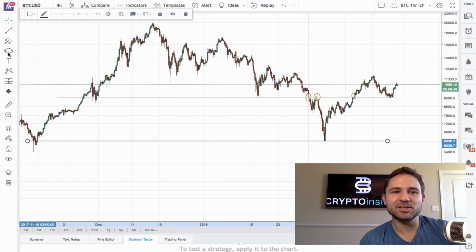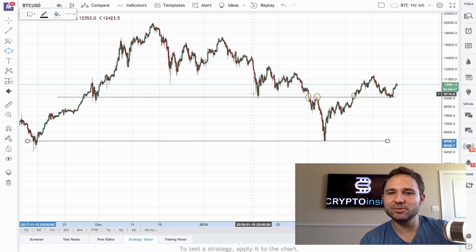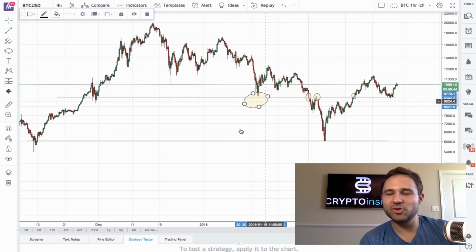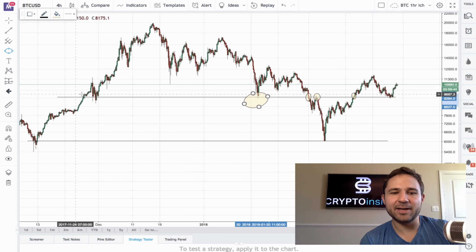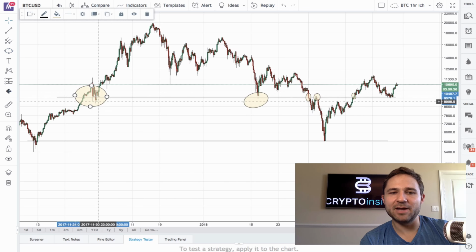All right, let me get this little circle tool out here. Major bounce off of there. On the way up back in, this was in December, lots of movement and bouncing off of this and a big move through. So this, let's call it 9,400, 9,500.